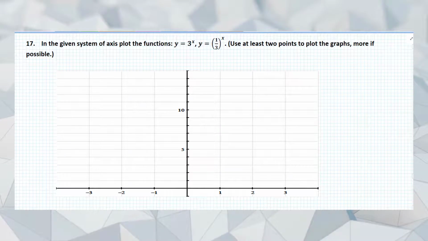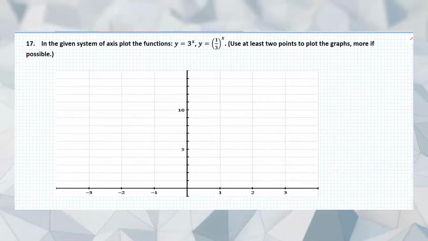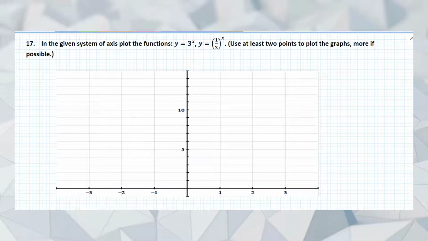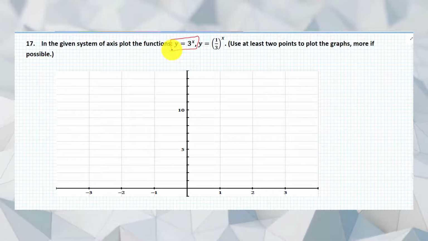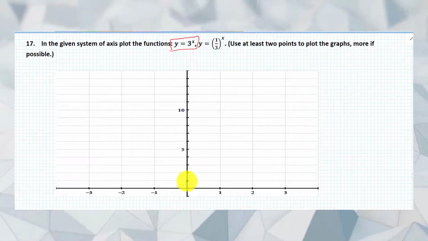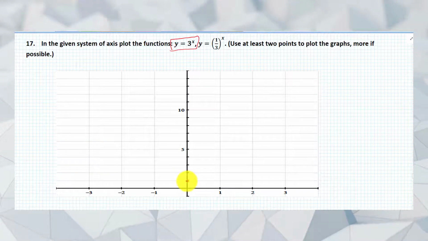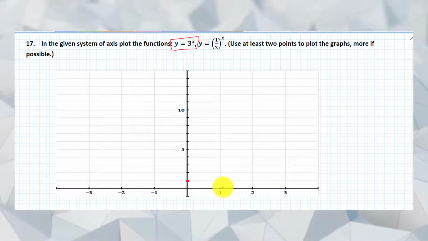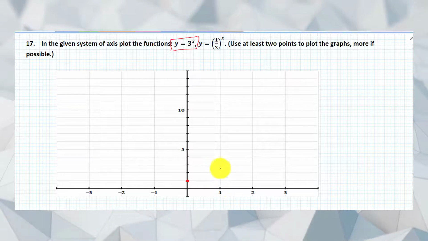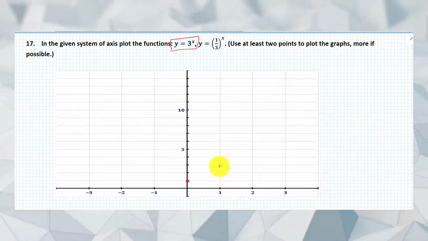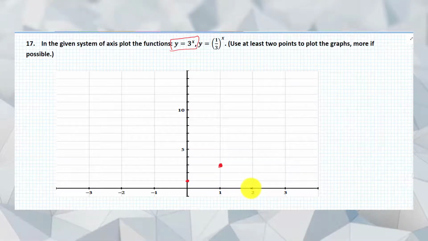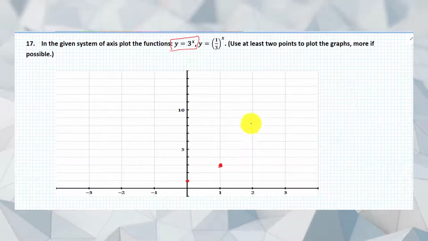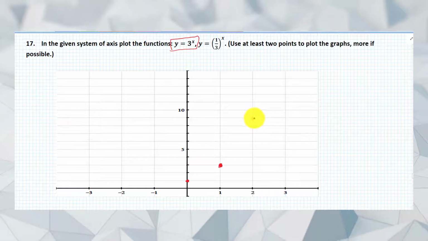Okay, in the same graph, I'm going to sketch 3 to the x and 1/3 to the x. Let's start with 3 to the x. So if x is 0, 3 to the 0 is 1. It goes through this point right here. If x is 1, 3 to the 1 is 3. So it goes to the point 1, 3. And if x is 2, 3 squared is 9. So it goes to the point 2, 9.